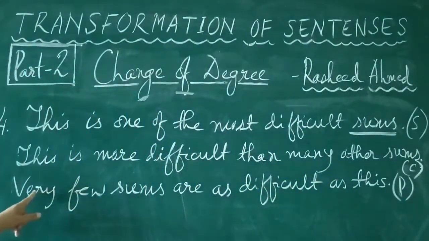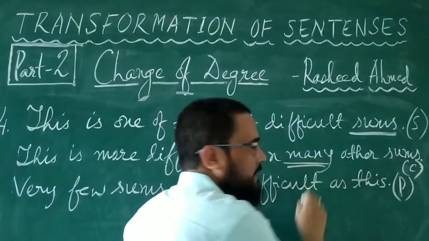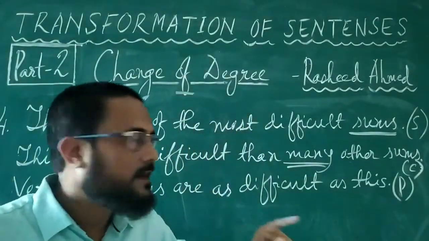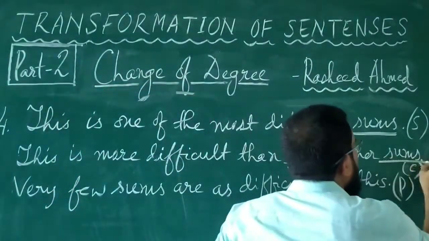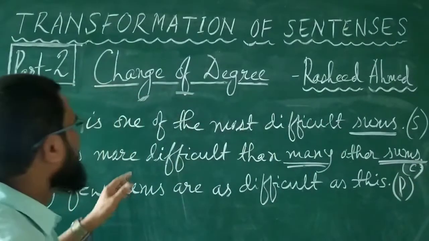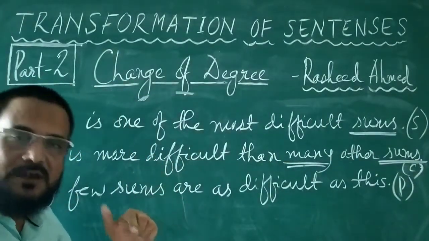Then coming to comparative degree, this is more difficult than many other, not any. In number 1 and 2 we got "any other." In number 3 we got "many" or "most other." Again the noun is in plural, sums. This is more difficult than many other sums. This is more difficult than most other sums.